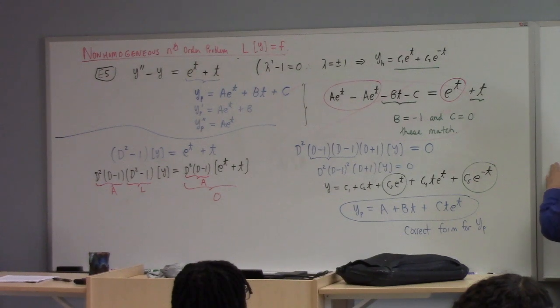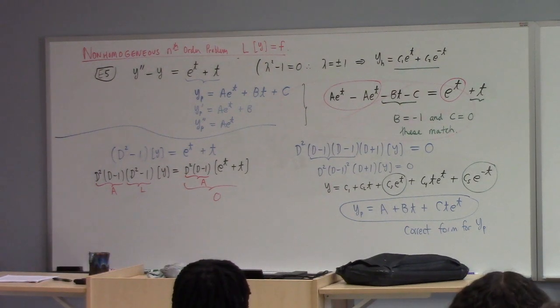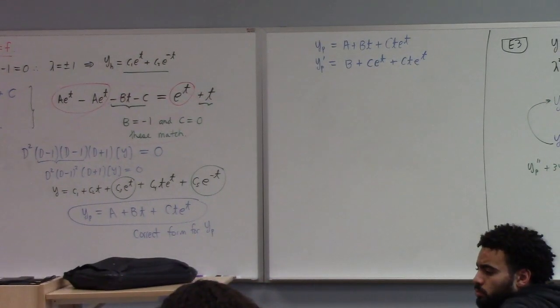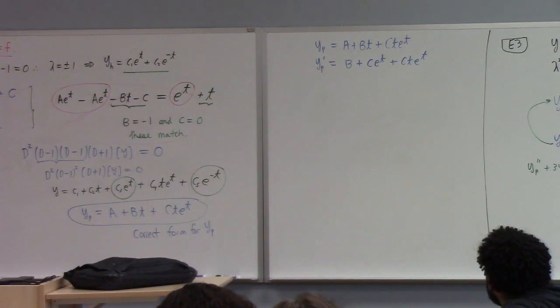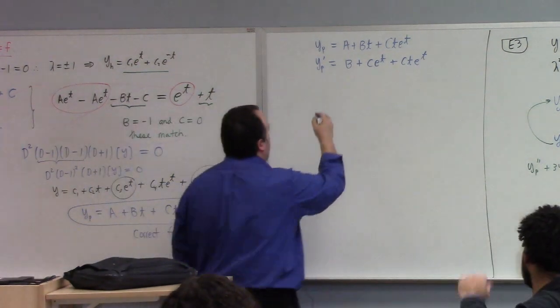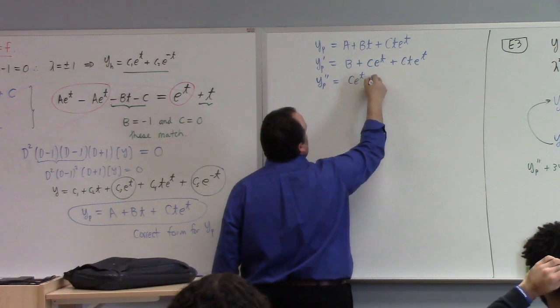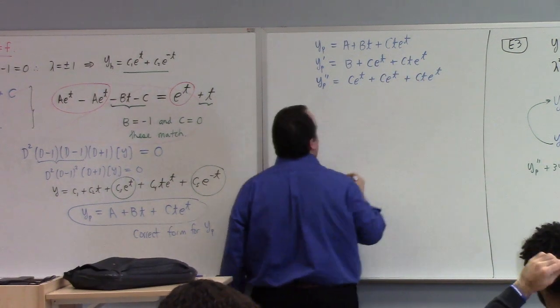Why do I have two terms there? Right, that's the product rule. Product rule gets a lot of attention in this course, doesn't it? It's here. So then what? Probably need to calculate a second derivative. What's that? So we got yp double prime is C e^t plus C e^t plus Ct e^t.